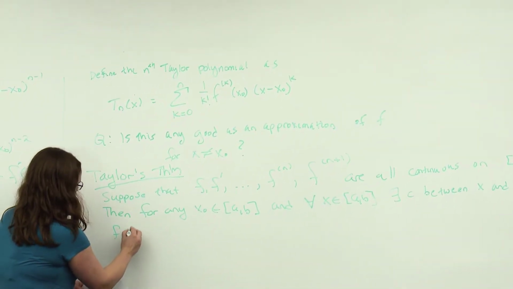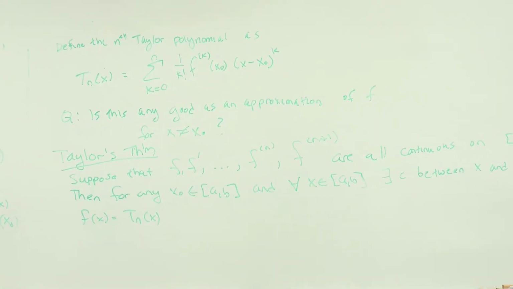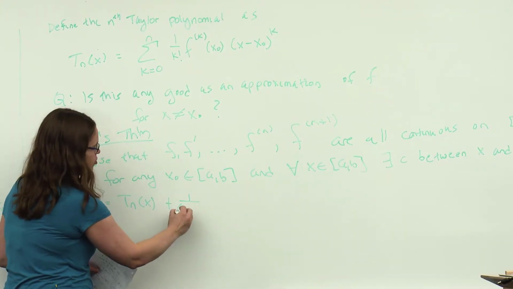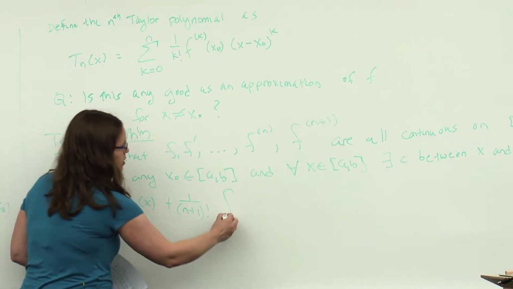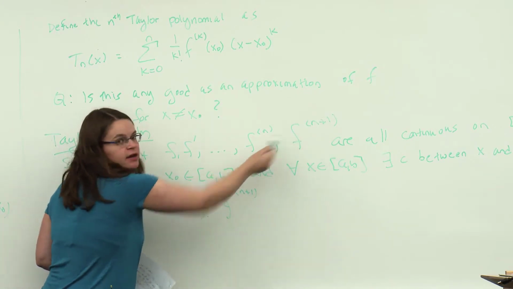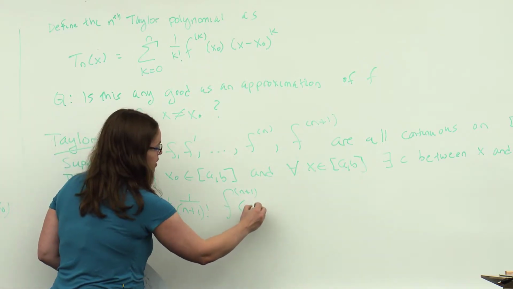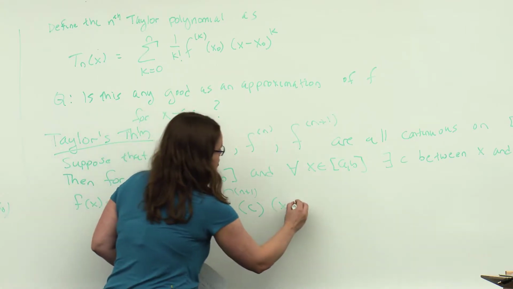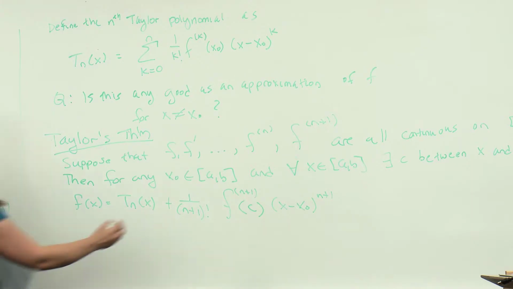f of x is equal to the Taylor polynomial plus a remainder term, and we can write down what this remainder term looks like. The remainder term is going to look a lot like our next term in the Taylor approximation. So the 1 over (n plus 1) factorial, the (n plus first) derivative of f, that's why I need it to be there and be behaving itself. The only difference is, instead of evaluating this at x naught, I'm going to evaluate this at c, and I don't know exactly where this c is. And then times (x minus x naught) to the n plus 1. This term is our remainder.